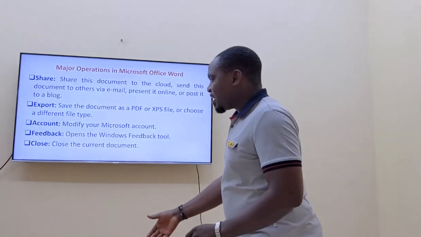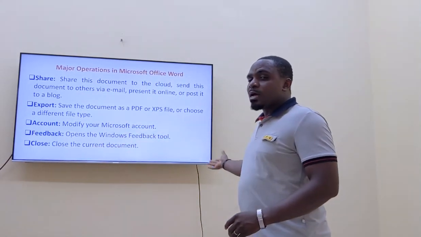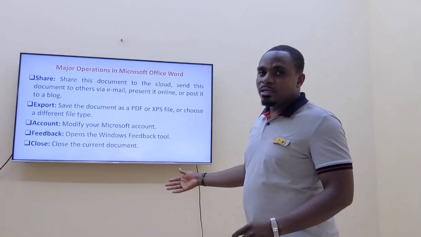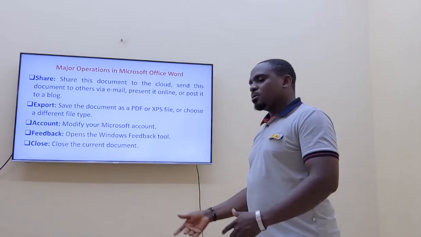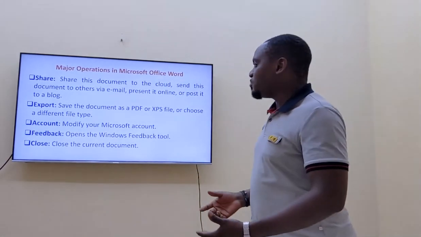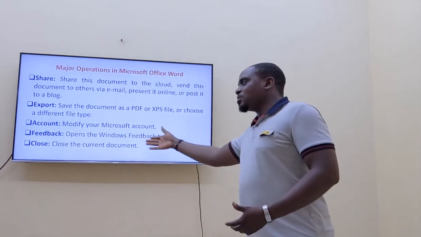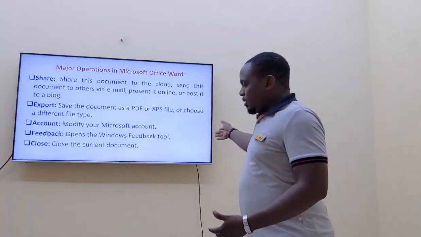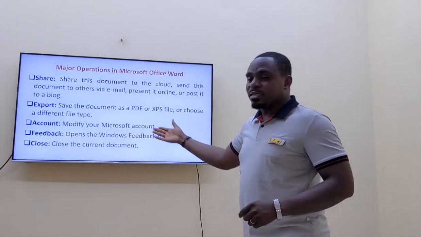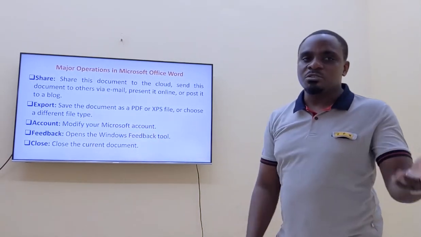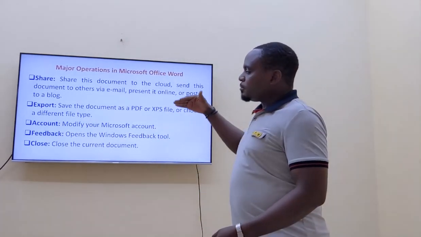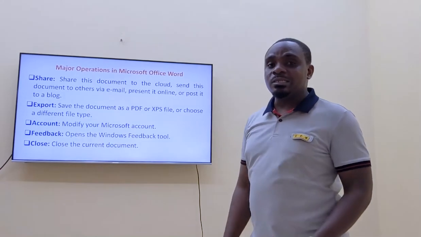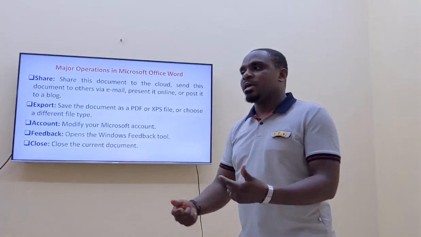Now, you can create a Microsoft account online and link your Microsoft Word to the account for easy communication with Microsoft. So it's when you have an account that you can actually do the feedback. Because the feedback enables you to send suggestions to Microsoft Office. That we have Microsoft Office 2016 is because of the feedback they get.